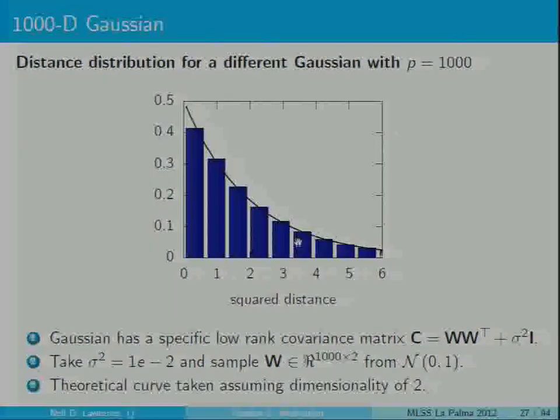Now, interestingly, if I now apply the theoretical curve, assuming a dimensionality of 2 for the data, the fit is bang on. What's going on?